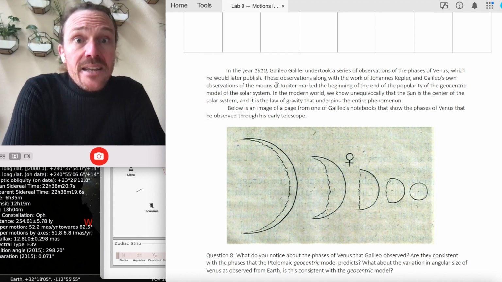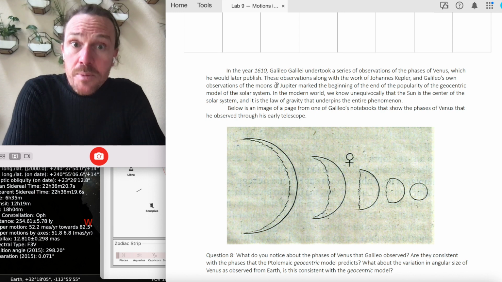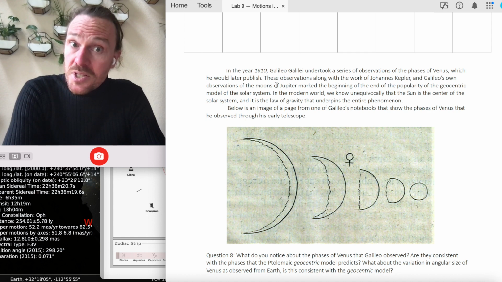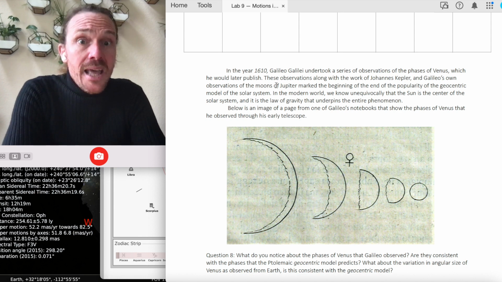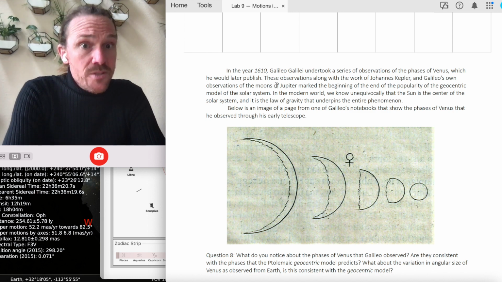In the year 1610, Galileo Galilei undertook a series of observations of the phases of Venus, which he would later publish. These observations, along with the work of Johannes Kepler and Galileo's own observations of the moons of Jupiter, marked the beginning of the end of the popularity of the geocentric model of the solar system. In the modern world, we know unequivocally that the sun is the center of the solar system, and it is the law of gravity that underpins this entire phenomenon. Below is an image of a page from one of Galileo's notebooks that shows the phases of Venus that he observed through his early telescope.